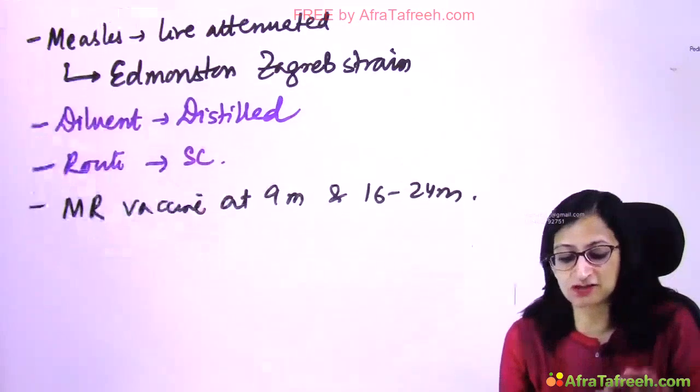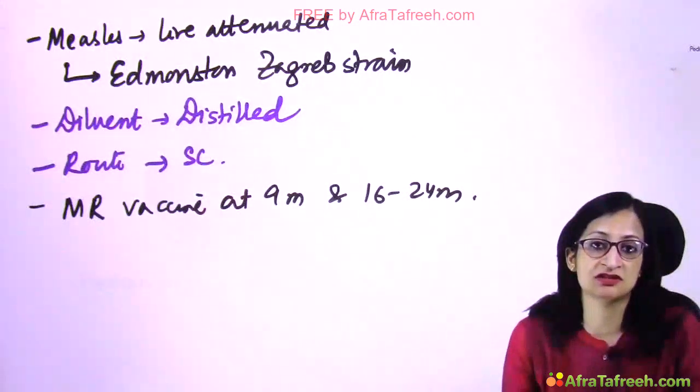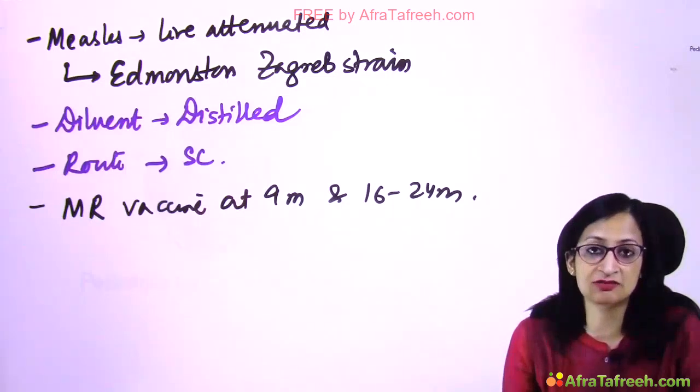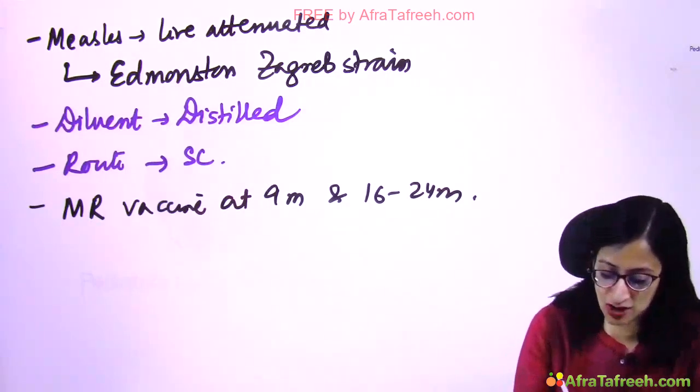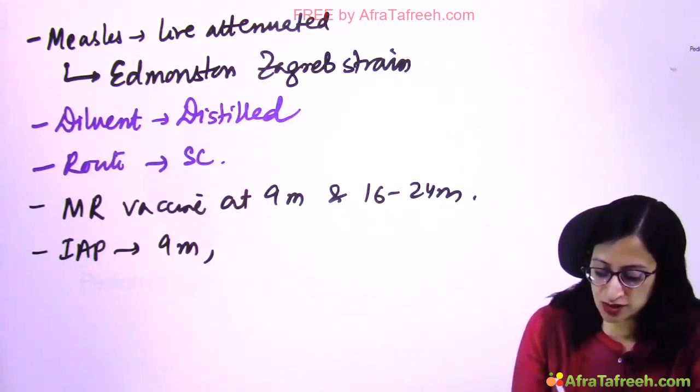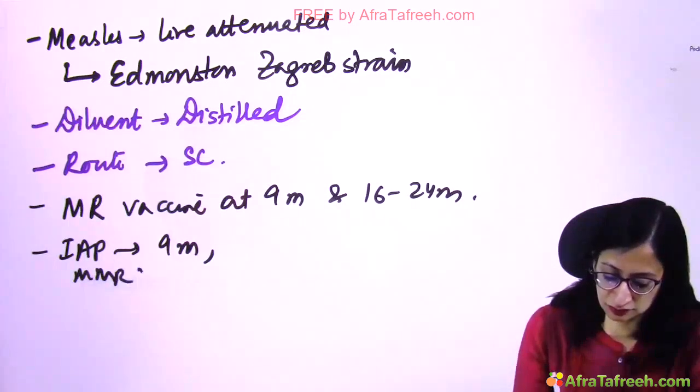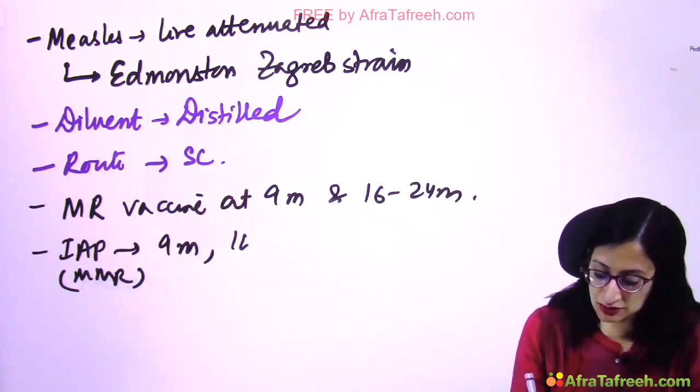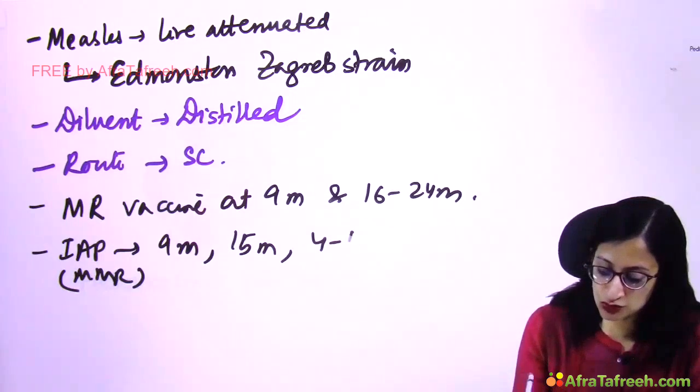However, IAP recommends 3 doses of MMR vaccine at 9 months, 15 months and 4 to 6 years.